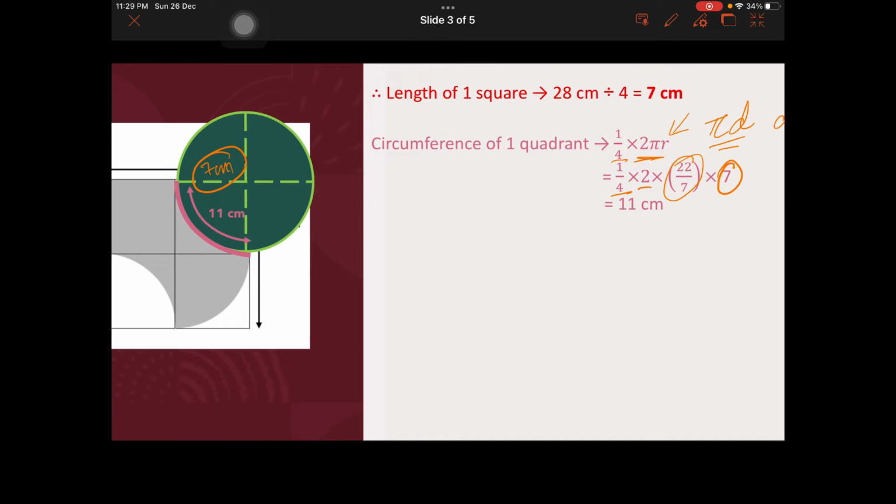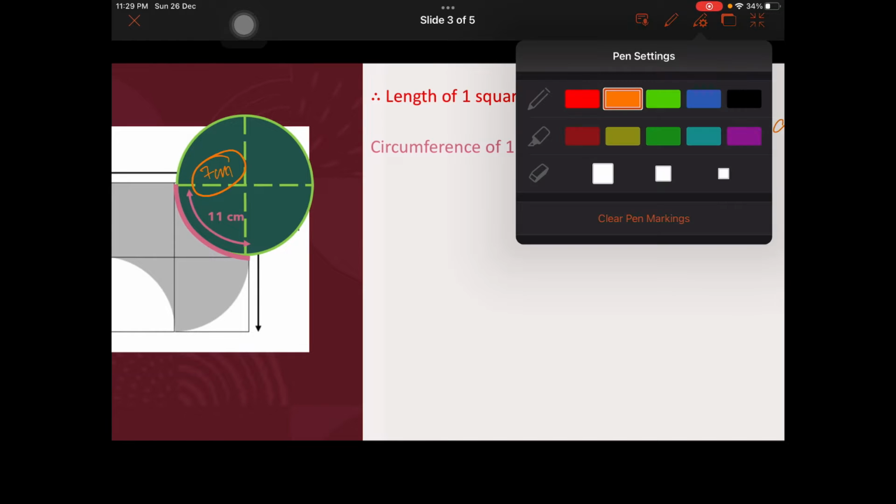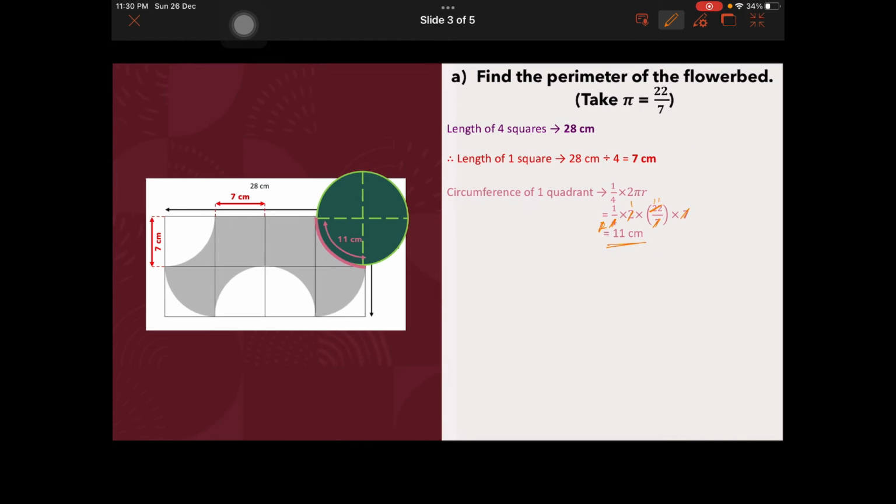And now when we cancel all this out, 2 is cancelled with 22 to give us 11. Sorry, this 7 is cancelled with 7, and this 4 is cancelled with 2 to give 1 and 2, and then this 2 is again cancelled with this 22 to give us 11. So we are eventually left with 11 centimeters. So the circumference of the quadrant is 11 centimeters.